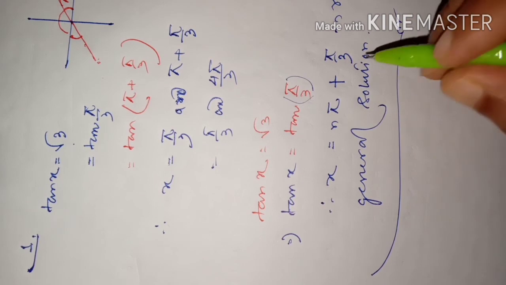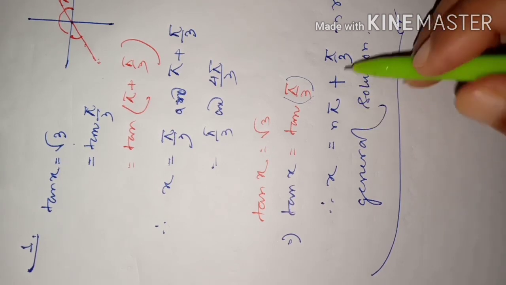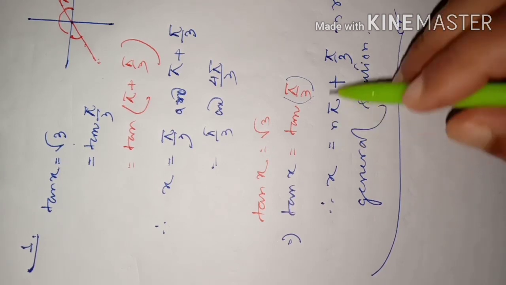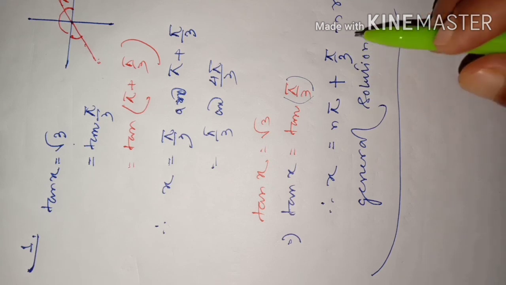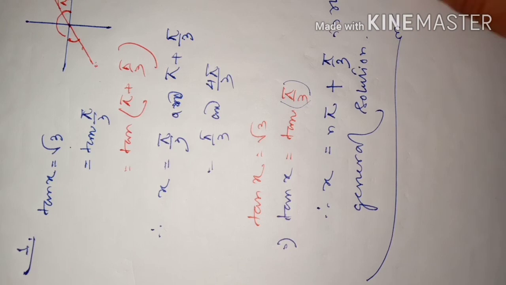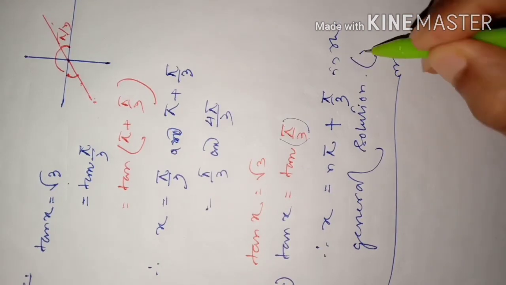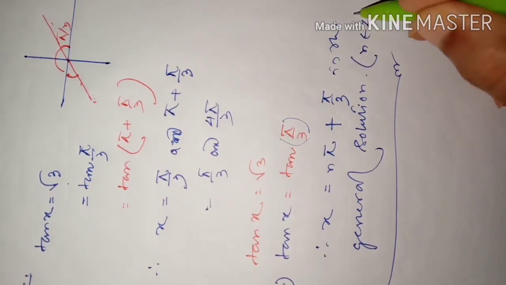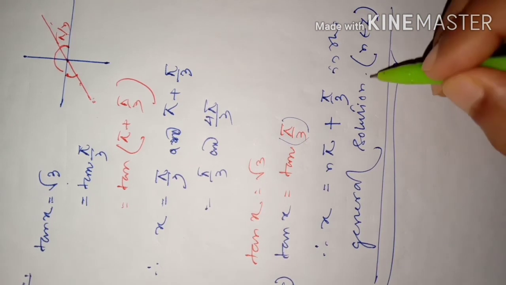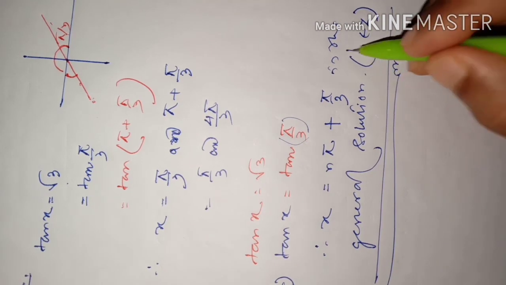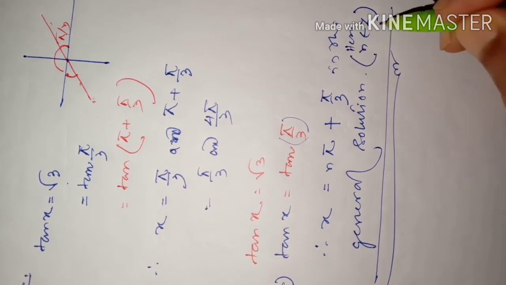Or you can simplify it further. Pi you can take as common, so it will be (3n plus 1) by 3 times pi. That also you can express this. But don't forget to say here that n belongs to integers. Okay, n is an integer.